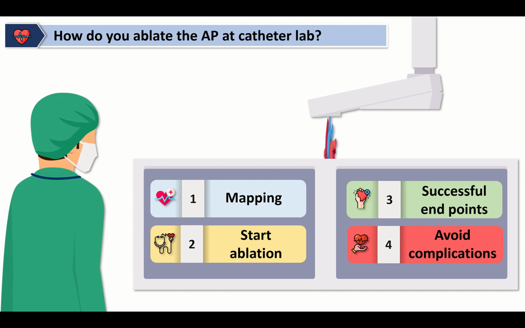You should know the successful endpoint, when you are in a good place and you have to stop. And for sure you should avoid complications, especially with mid-septal and anteroseptal accessory pathways. Avoid heart block. Let's start mapping.